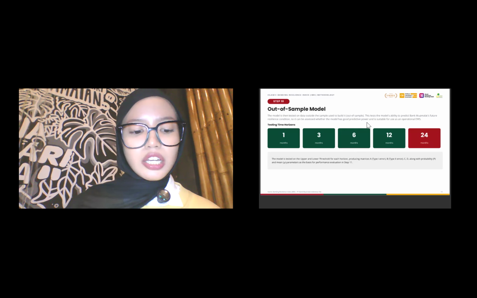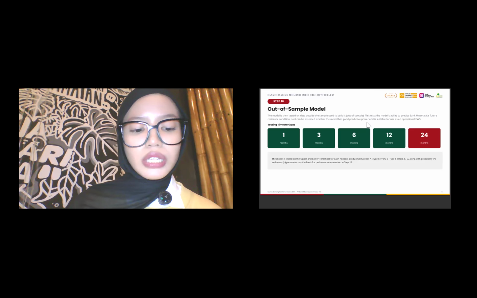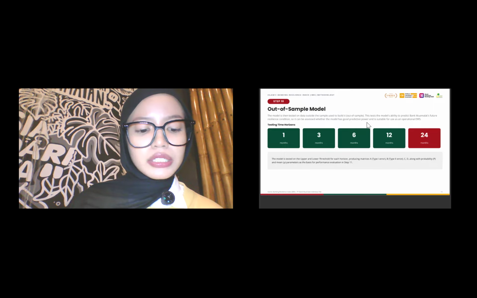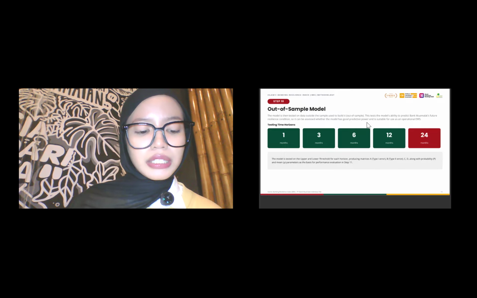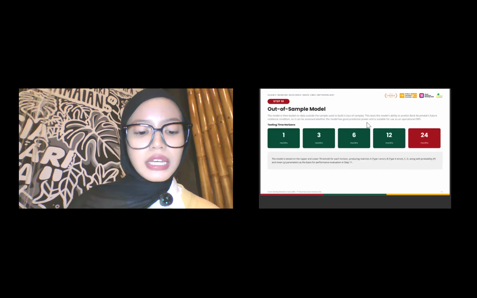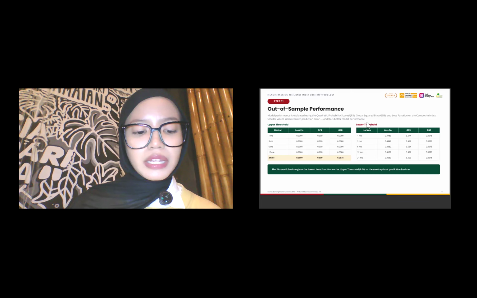Next is out-of-sample. After the in-sample stage, we evaluate the model using data outside the estimation period. This step measures the model's predictive ability. Different forecasting horizons from 1 month to 24 months were tested to determine which performed best.